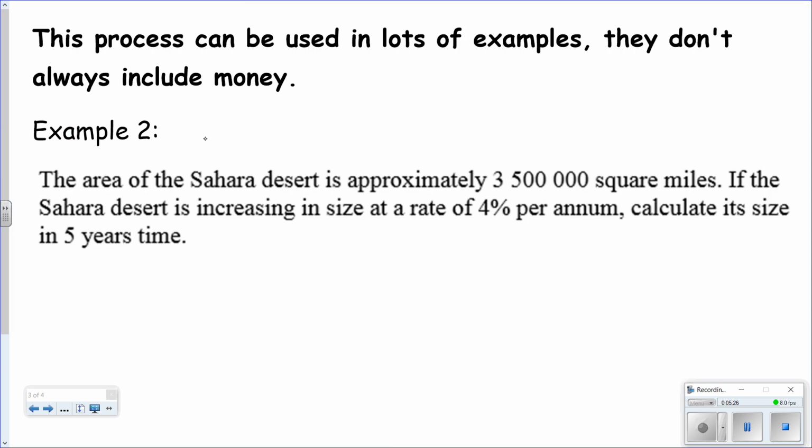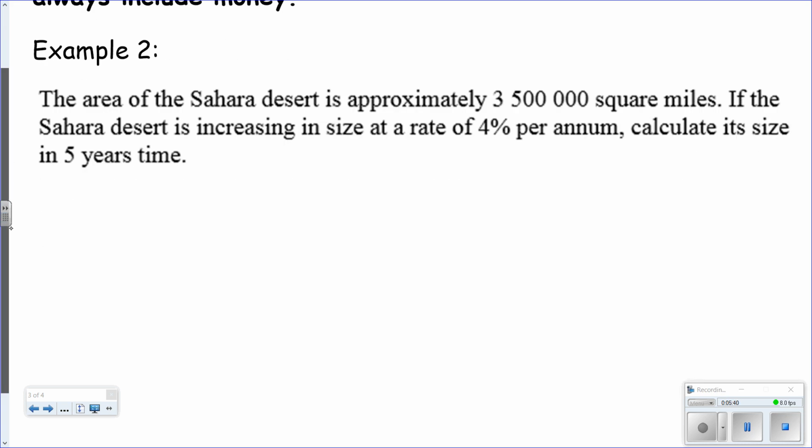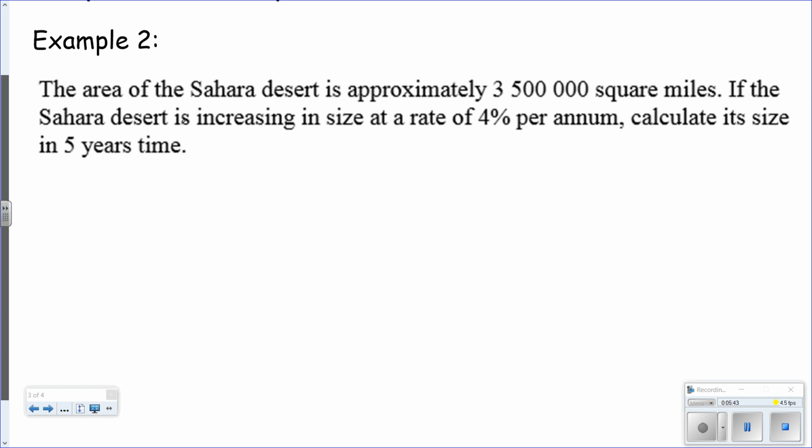Now, what you'll notice is that not every example you're going to look at today includes money. This process can be used in lots of different examples, and you don't always include money. So remember, appreciation is about the value of something increasing over time. This time we're looking at area. The area of the Sahara Desert is approximately 3.5 million square miles. If the Sahara Desert is increasing at a rate of 4%, calculate its size in 5 years' time. So there's a lot of information. There's my old value, my percentage, and my time.